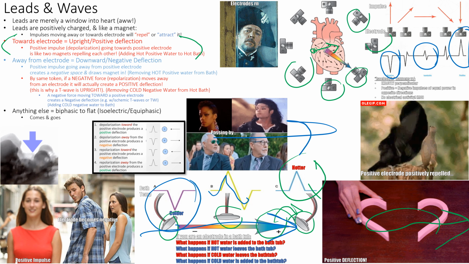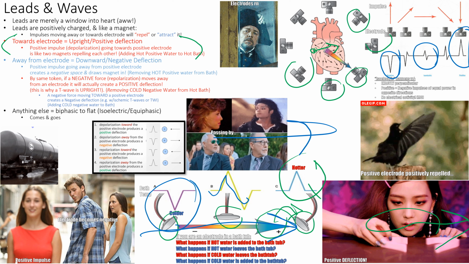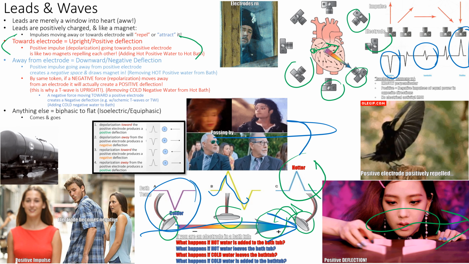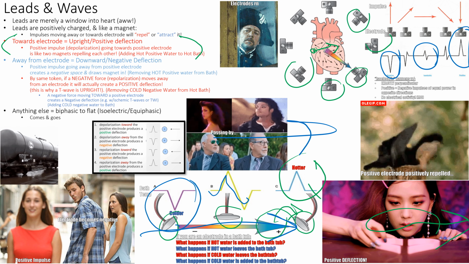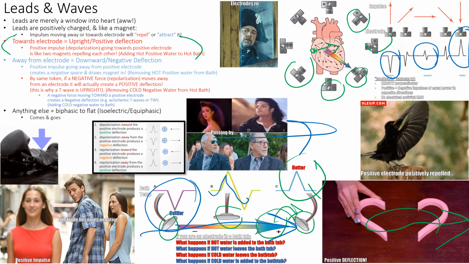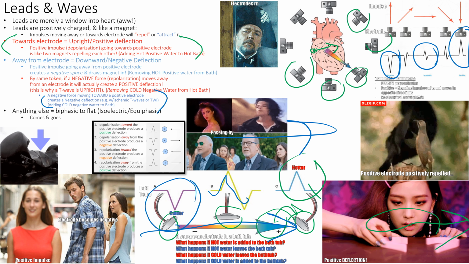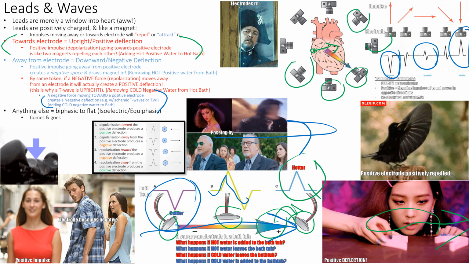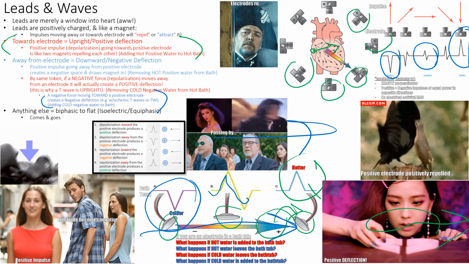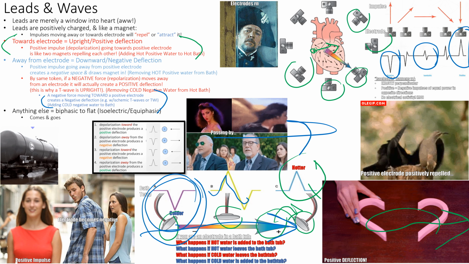The other piece is, what if positive comes towards us and negative goes away from us? What if negative goes away from a negative? What happens then, right? So that's what happens if a negative force is moving towards the electrode, obviously it makes it negative. But if you have a positive impulse going away from a lead electrode, obviously it's going to make it negative.